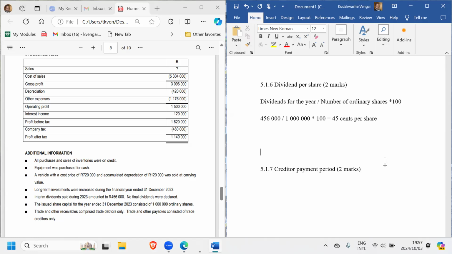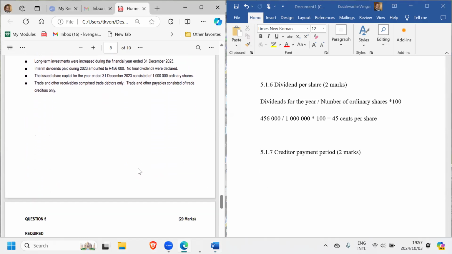Then the last ratio that we're going to do for today is the creditor payment. So creditor payment, that again is under efficiency. The last one that we did, dividend per share, is under shareholder ratios. So under shareholder ratios, you have dividend per share, earnings per share, price earnings ratio. Those are the ones usually found under shareholder ratios. Then under efficiency, we said what? Inventory turnover, debtors payable, creditors payable, and inventory days. So now let's look at creditors payables or creditors payment period.